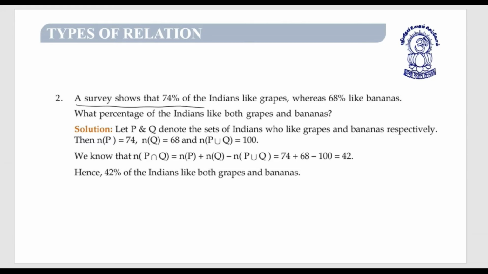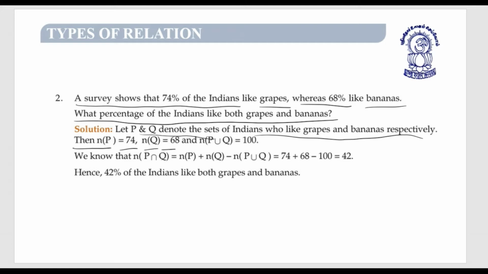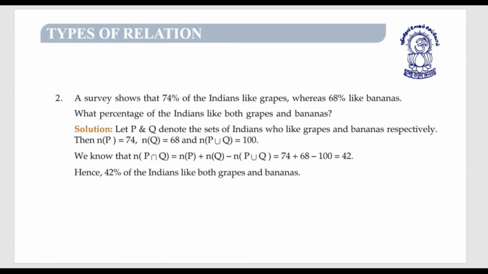A survey shows that 74% of the Indians like grapes, whereas 68% like bananas. What percentage of the Indians like both grapes and bananas? Let P and Q denote the sets of Indians who like grapes and bananas respectively. Then n(P) = 74, n(Q) = 68, n(P union Q) = 100. So n(P intersect Q) = n(P) + n(Q) minus n(P union Q) = 74 + 68 minus 100 = 42. Hence 42% of Indians like both grapes and bananas.